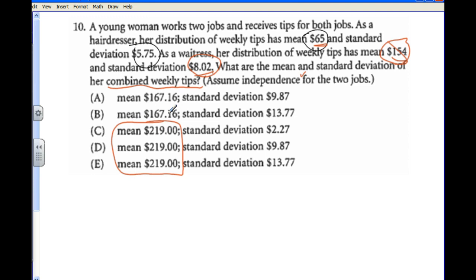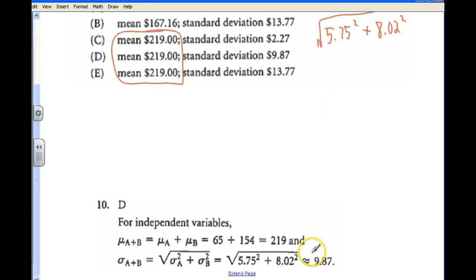And then when you add standard deviations for independent random variables, you can't just add them. You've got to deal with the variance. You've got to take the square root of 5.75 squared plus 8.02 squared. You've got to add their variances basically. Whatever that is, I think when you do that, you get 9.87. So that would be the correct answer. It would be D. But that's how you do that. You've got to remember when you add, the means add just normal, and the standard deviations don't.